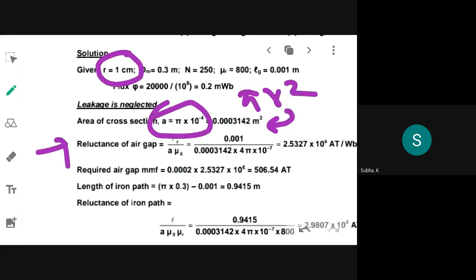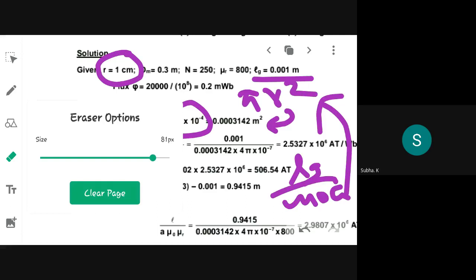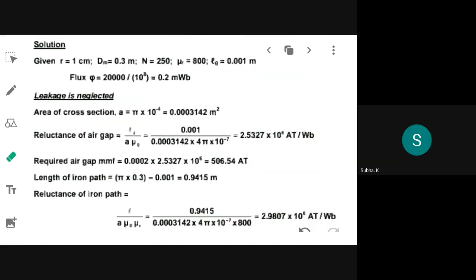Okay, then as usual, you know how to find out the reluctance of the air gap. What is the formula? L by A into mu naught, Lg divided by mu naught into A. A just now we have calculated. Lg is directly given 0.001 meter and mu naught is 4 pi into 10 to the power minus 7. So what is the reluctance of the air gap that you are getting? I'm hoping you are getting this answer.